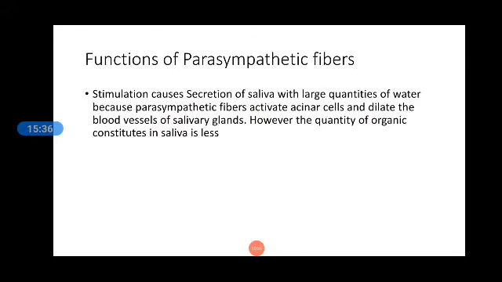Now let us see the functions of parasympathetic fibers. We have seen how the salivary glands are innervated. Now let us see the functions. The stimulation causes secretion of saliva with large quantities of water, because the parasympathetic fibers activate acinar cells and dilate the blood vessels of salivary glands. However, the quantity of organic constituents in saliva is less. Due to the stimulation of parasympathetic fibers, the salivary gland secretes more watery saliva.